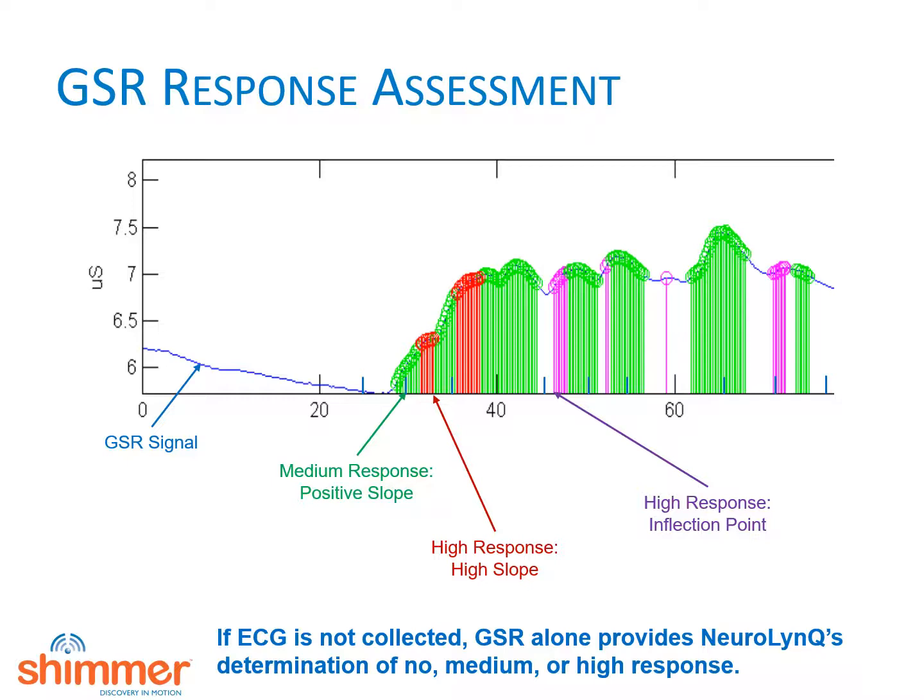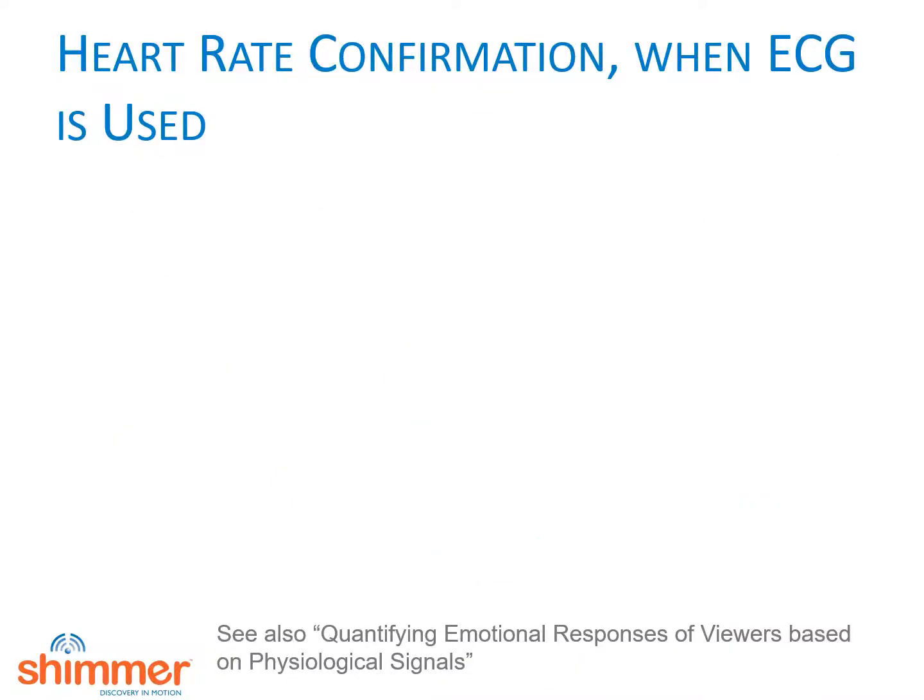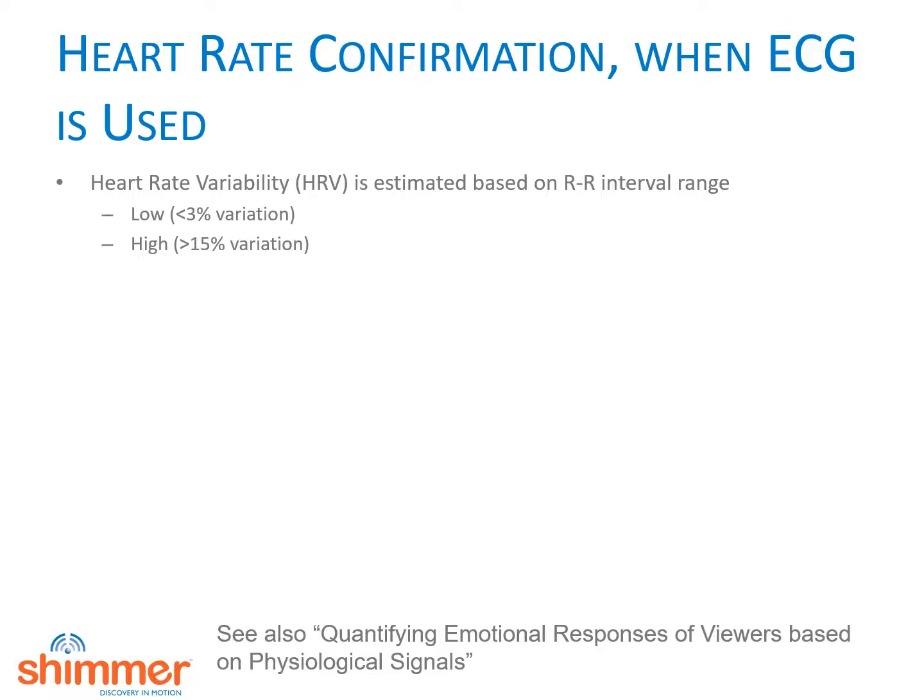We will now discuss how ECG fits into the picture. With our core metrics, ECG is used as a confirmatory signal. In particular, we look at heart rate variability. We estimate heart rate variability based on the range of beat-to-beat intervals. As mentioned in a previous presentation, low heart rate variability is associated with attention, and high heart rate variability is associated with orientation effects. We are interested in either effect, so both low and high variability is considered a confirmation. Moderate variability is not considered a confirmation.